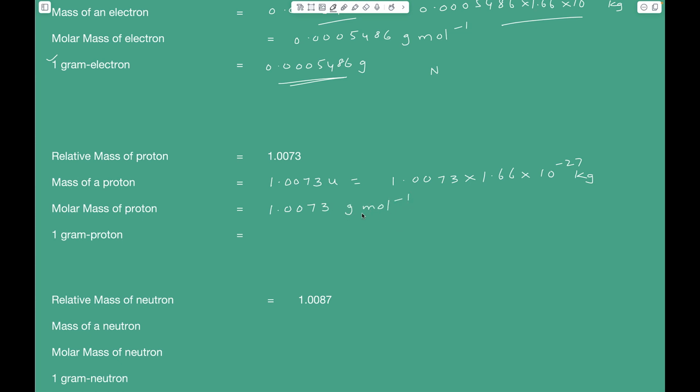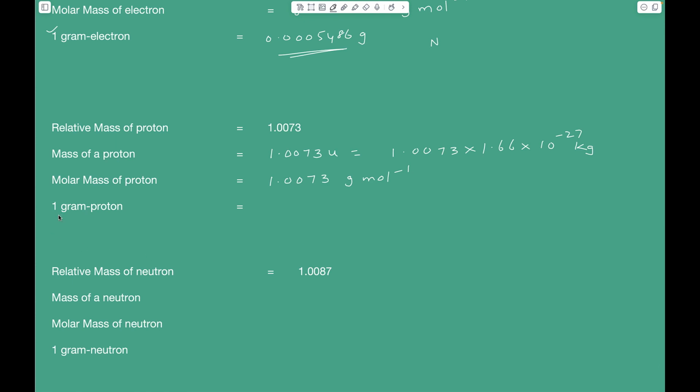I don't have to explain it again. And 1 gram proton is nothing but its relative mass expressed in grams. So this is again old vocabulary, and 1 gram proton of protons contains an Avogadro's number of protons. So this is the mass of an Avogadro's number of protons, approximately.